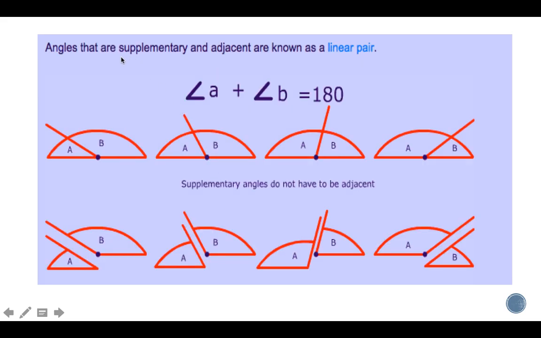Now angles that are supplementary and adjacent are called a linear pair. In other words, we can say that it's a linear pair or straight line. Remember, a plus b equals 180 degrees. So these are all adjacent angles, but this one is not, because as I said earlier, they don't have a common vertex and they don't share the line.